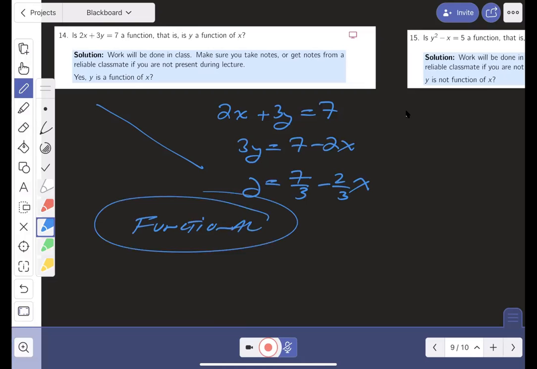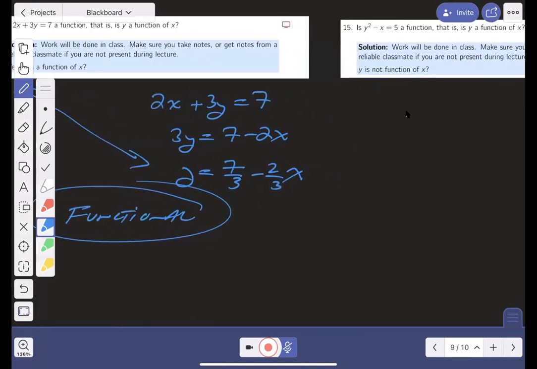Now, if someone says, why do you know it's functional? You could graph it. It's a line, and it certainly passes the vertical line test. Or you could solve for y in this class, and if you can solve for y, you've got a function. All right, let's go to the next one.